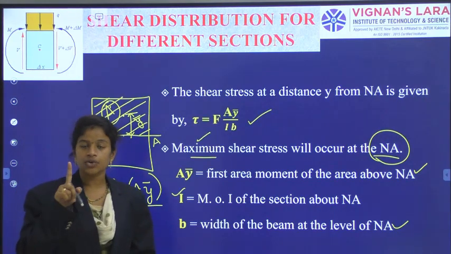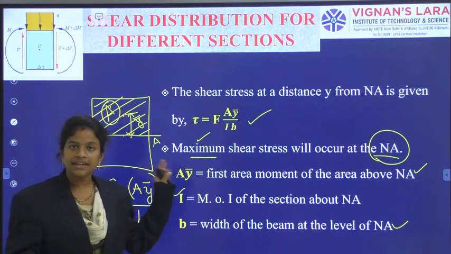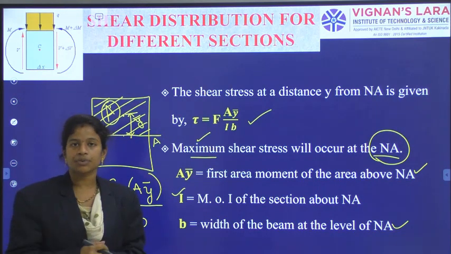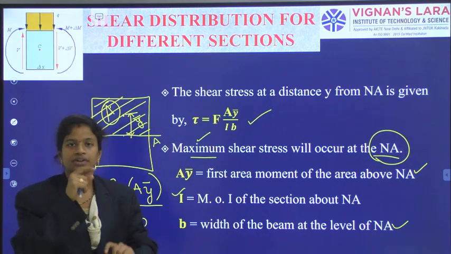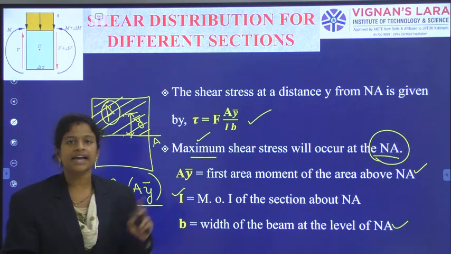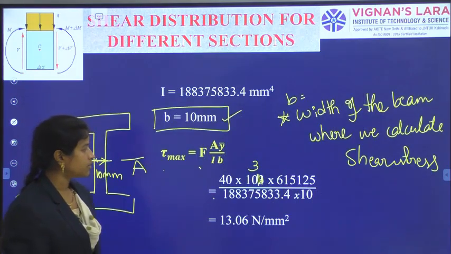Any one method you can use to calculate the moment of inertia. Either solid minus the removed portion, or flange moment of inertia, web moment of inertia, and bottom flange moment of inertia, summing up these three also we can calculate. Any one way you can choose.